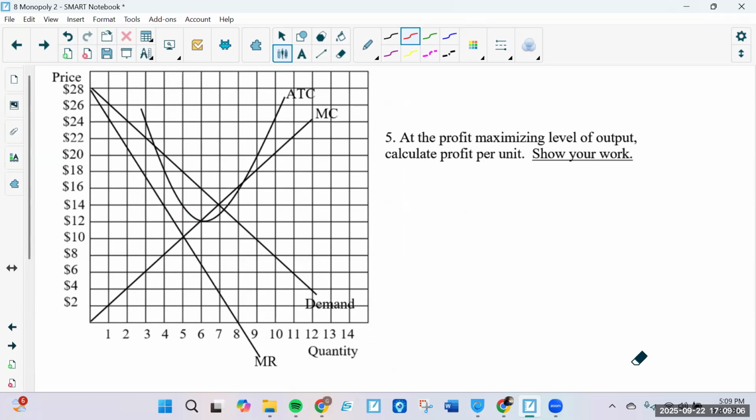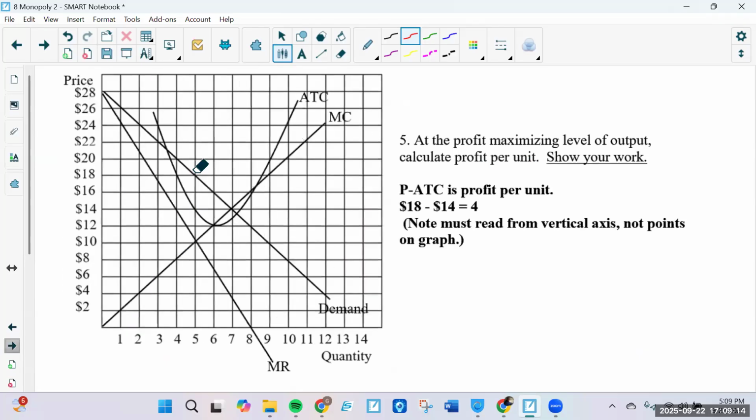Be very, very careful. This is per unit profit, not total profit, right? And the idea here is if this firm is charging $18, but on average it's costing them $14, then their per unit profit is 18 minus 14, or $4. And again, you're reading it over here, 18 minus 14.